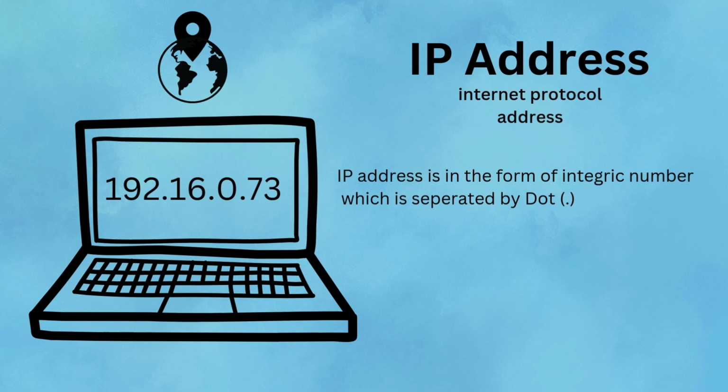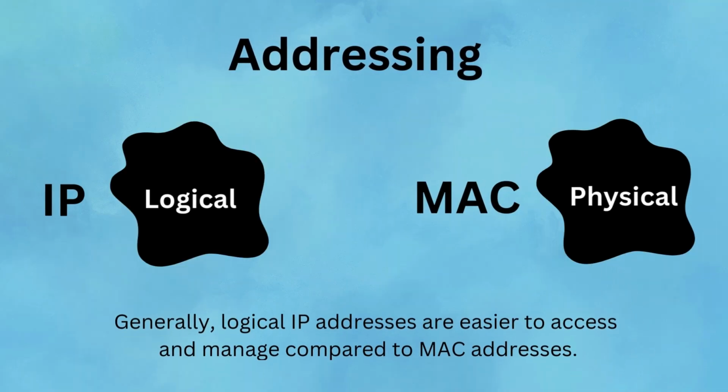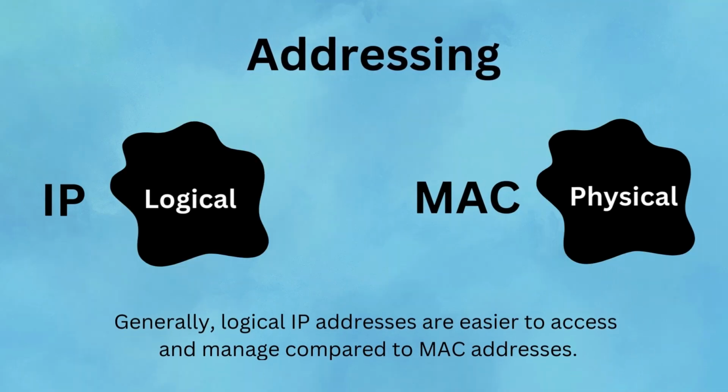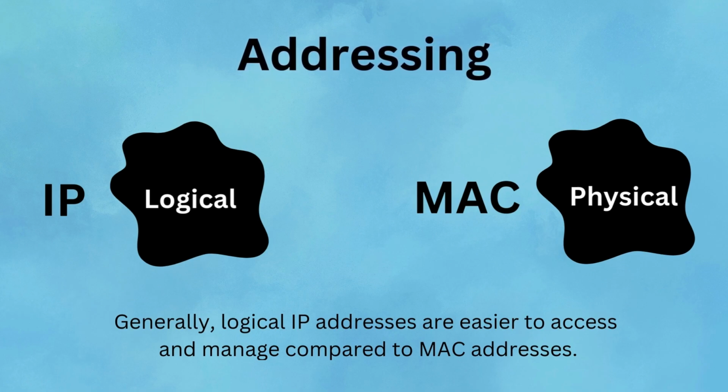An IP address is in the form of integer numbers separated by dots. There are two types of addressing: logical addressing using IP addresses and physical addressing using MAC addresses. Generally, logical IP addresses are easier to access and manage compared to MAC addresses.